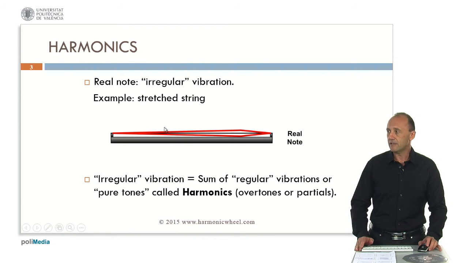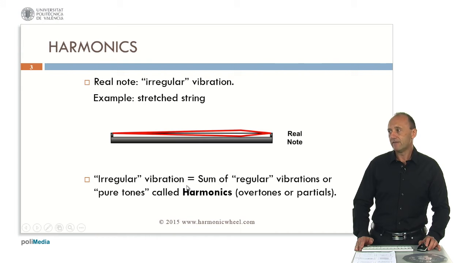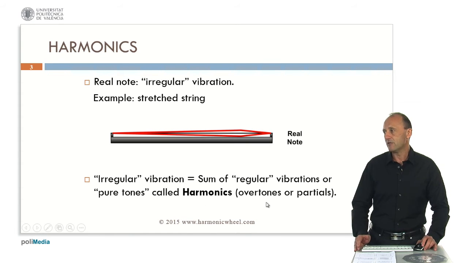For example, here you can see a vibrating string, and we can see that the maximum is not at the center, it is on one side. And this maximum moves along the string with time, so this is an irregular vibration. It can be shown from mathematics that any irregular vibration is equivalent to a sum of infinite regular vibrations or pure tones called harmonics, and sometimes overtones or partials, but we will call them simply harmonics.